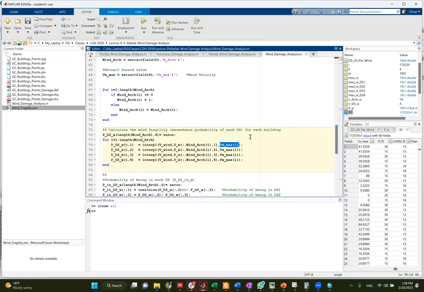Let's assume that we have any function with x, y parameters, like any curve has x and y values. You give this x and y for your function and you ask the function, what is the value of y at this x? So here's what this function is doing. And I do it for damage state one, damage state two, damage state three, up until damage state four. So what I calculated here is the exceedance of damage state.